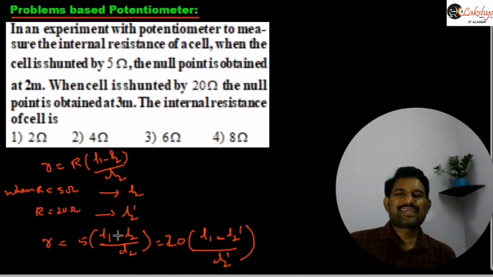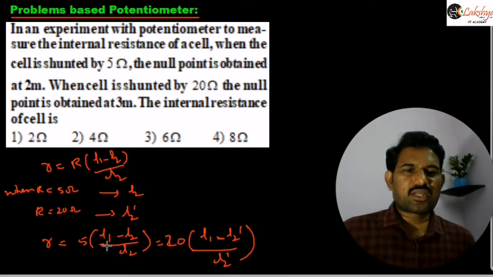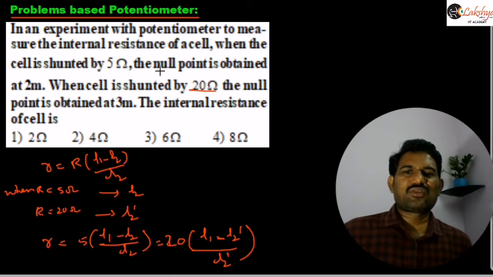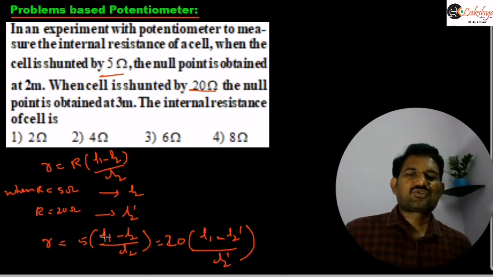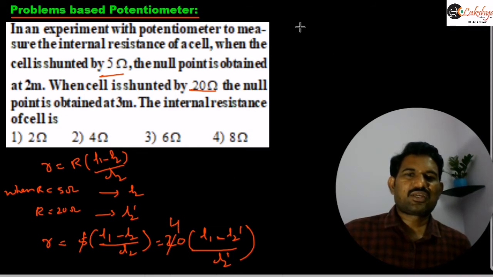L1 is the balancing length before connecting the resistance, so it does not depend on whether you are connecting 5 ohms or 20 ohms. So the L1 value will remain the same. Only the L2 value is changing, which we are taking as L2 dash. Then you can simplify this. This value is 4, and I am substituting the given values here. L1 minus L2, where the given L2 value is 2 meters.